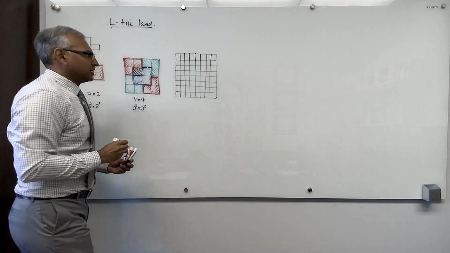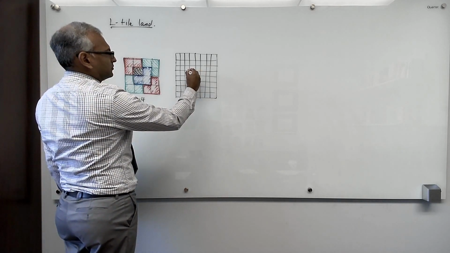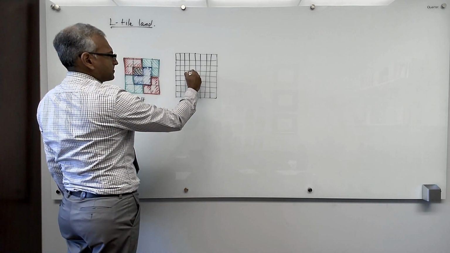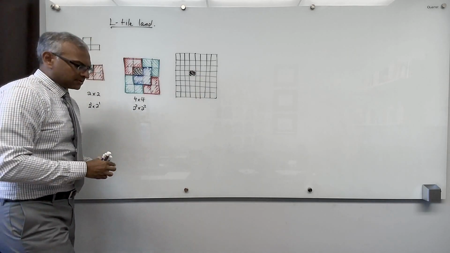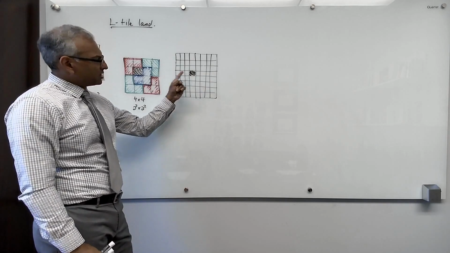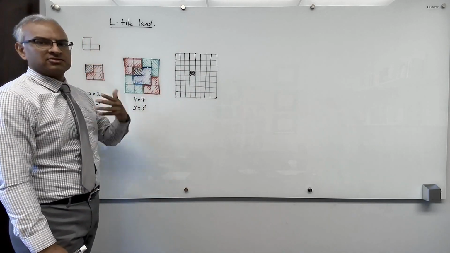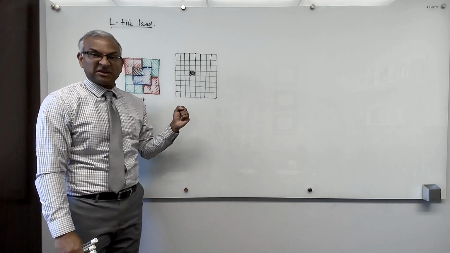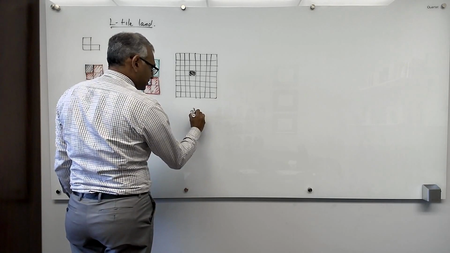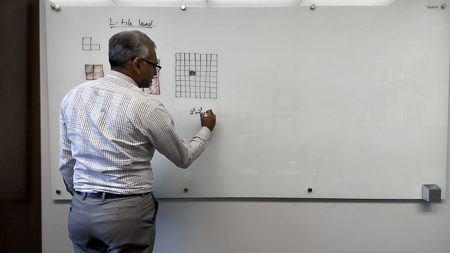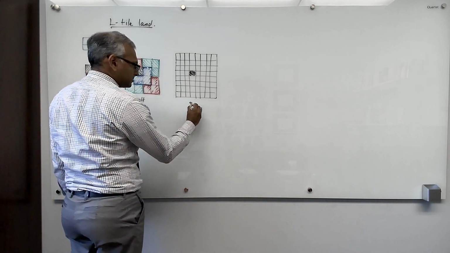Okay, so there's the 8 by 8 grid, and I'm going to take one of these center squares and remove it. Just one. Okay. So, they started out with 64 squares. I removed one, so that's 63. And the L tile has 3 squares, and it's a good thing that 63 is divisible by 3. So this is the 2 to the 3 by 2 to the 3 grid. Okay, so 8 by 8.